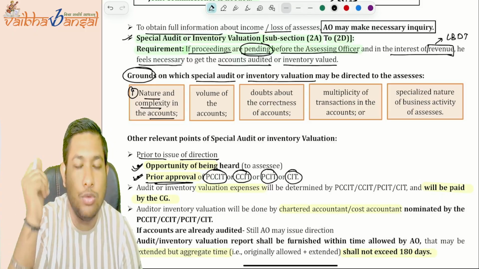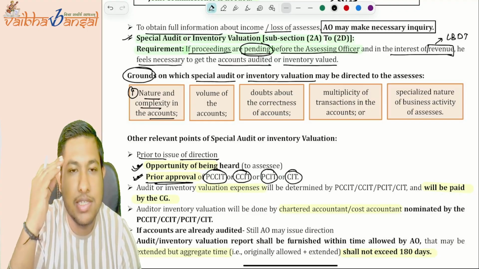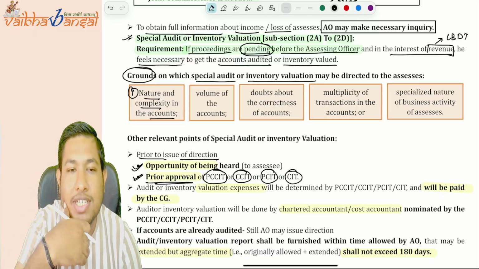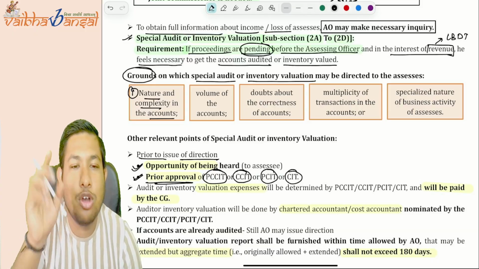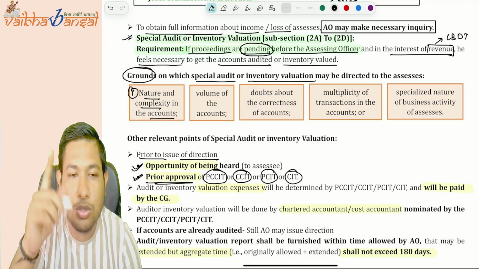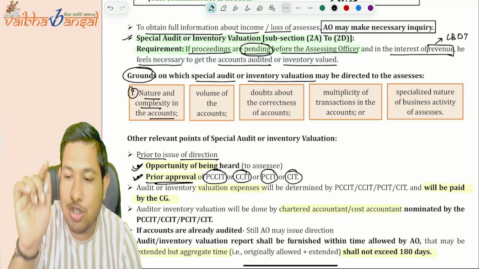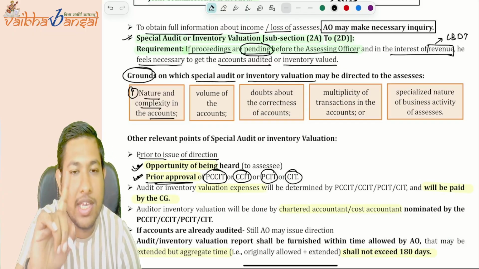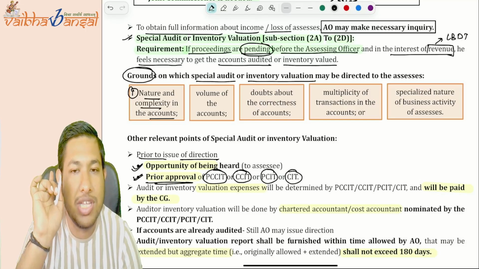If we really do not understand it, then there is a high probability that the assessing officer also does not understand this particular thing. So the nature and complexity of the accounts is a problem for the assessing officer. In that case, he can ask for a special audit of the inventory valuation.